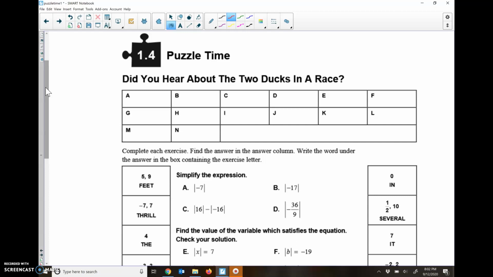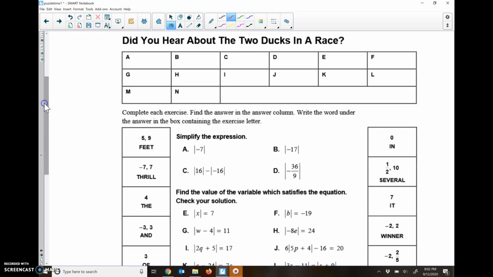So the joke is, did you hear about the two ducks in a race? So let's go through some of these here.